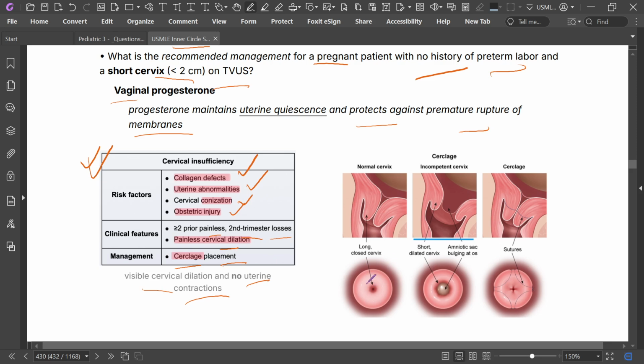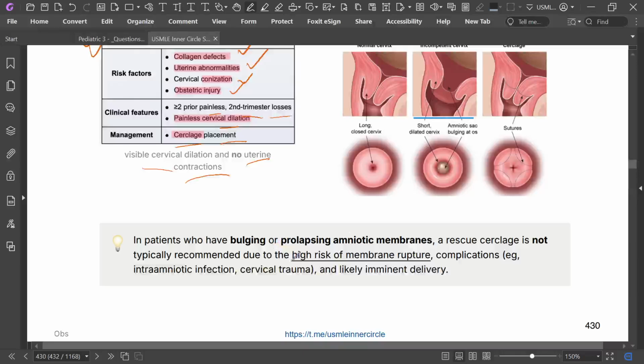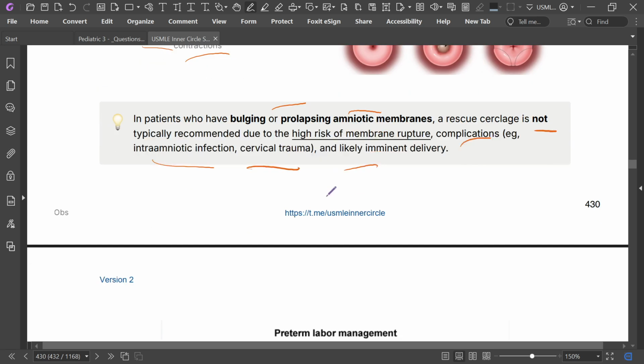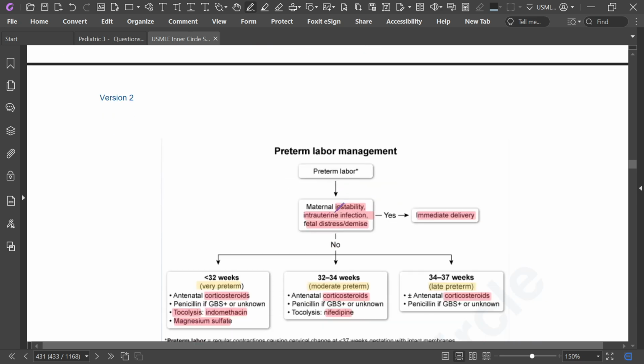This is a normal, long, closed cervix. This is a short and dilated cervix, with the amniotic sac bulging at the os. There are sutures; this is cerclage. In patients with bulging or prolapsing amniotic membranes, a rescue cerclage is not typically recommended due to high risk of membrane rupture, complications, intraamniotic infection, cervical trauma, or likely imminent delivery.